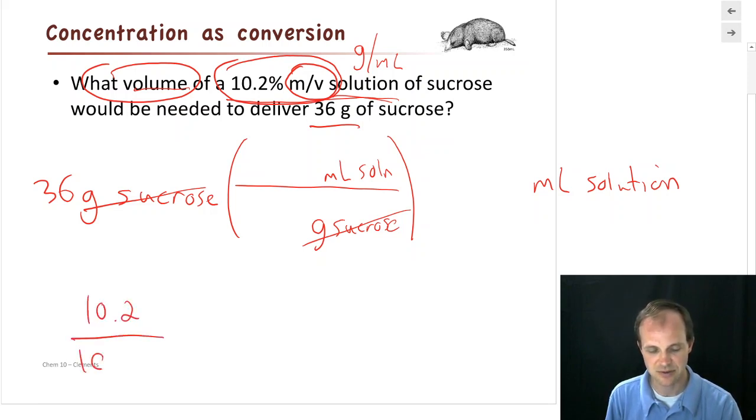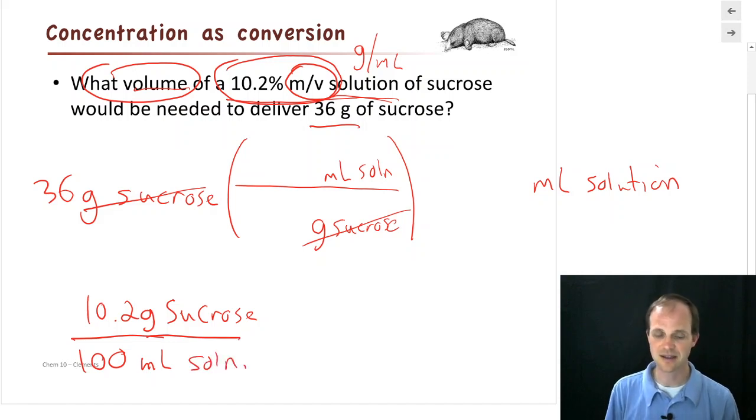10.2% is 10.2 out of 100. 10.2 grams over milliliters. Since it was M over V, I know its mass is grams and V is volume. And then specifically, this is going to be sucrose, and this is going to be solution. Now, how do I get that into the thing above?